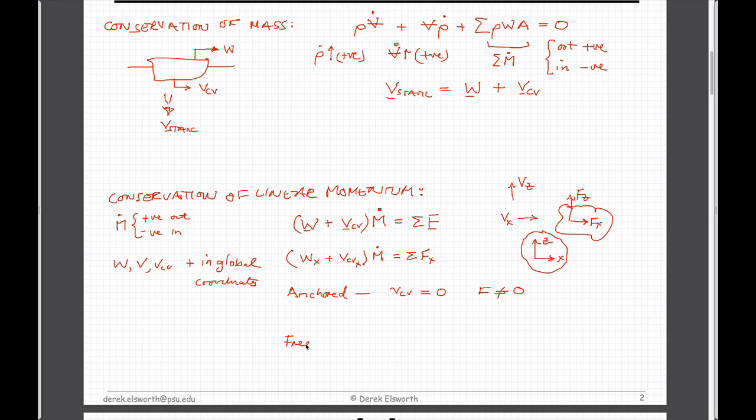Freely moving, I guess. I'm leaving a space between these. And so that would be that the force is equal to 0, and the velocity of the control volume is not equal to 0. And the other one could be a prescribed velocity of the control volume or a prescribed force, just partway between them. These are very specifically prescribed velocities. These are very specifically prescribed forces, but we could prescribe a force which was 10 newtons instead of 0. And in that case, it might have a velocity, but it would also have a force attached to it.